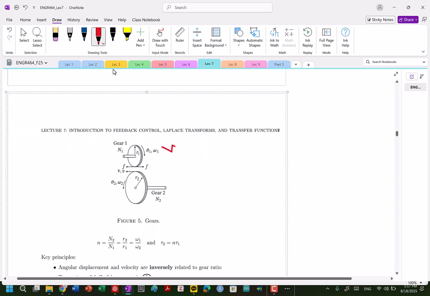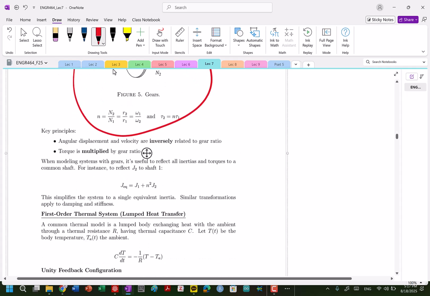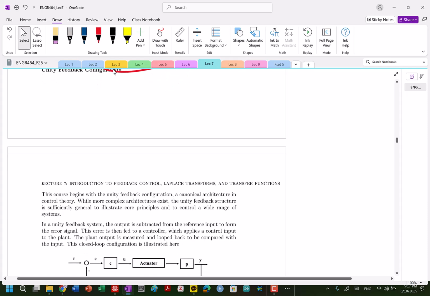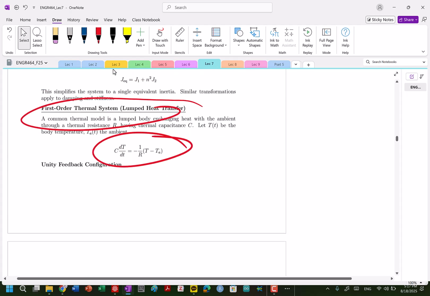Gears and gear trains, there's lots of equations that describe this. You can apply this to heat transfer problems and all these good things. So we have to understand these systems, and then we're going to work with them and describe them within our controls context.